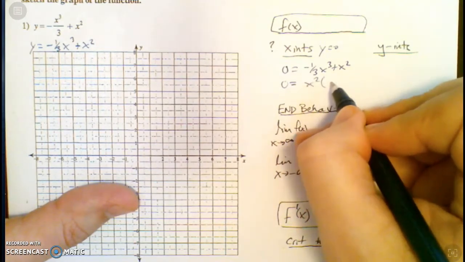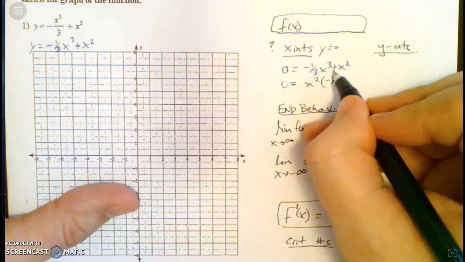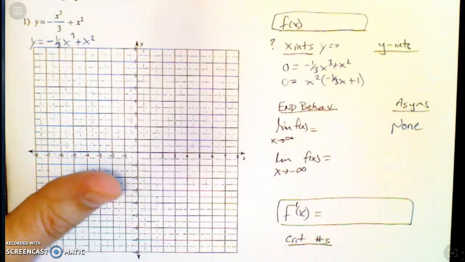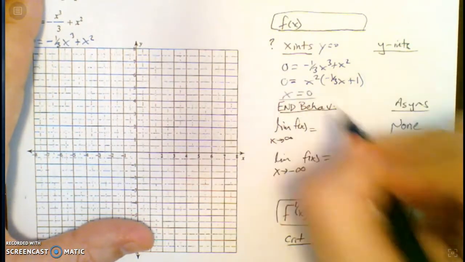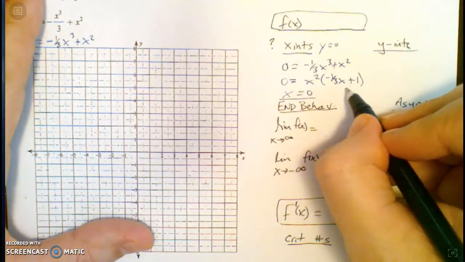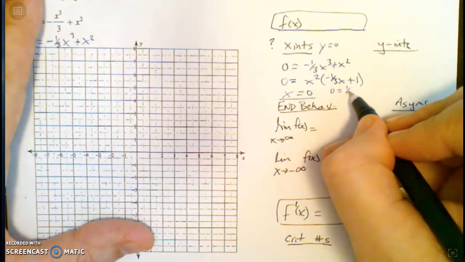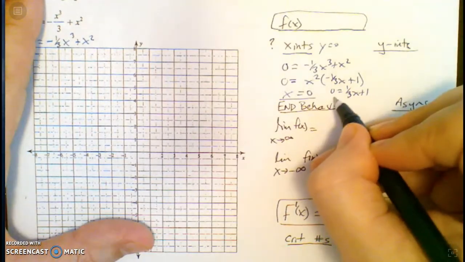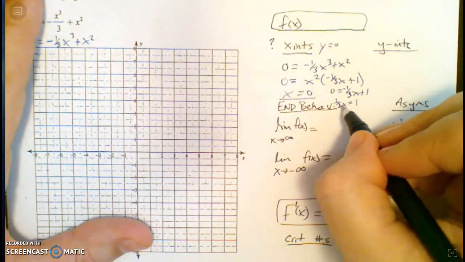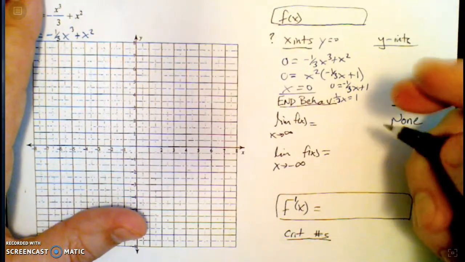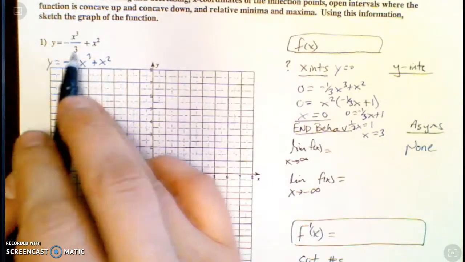I can take out an x squared from both of these: negative 1/3 x plus 1. Then I can set this part equal to 0, so one of your x-intercepts is x equals 0. The other x-intercept is when I solve this one. Move this to the other side, and it becomes positive 1/3 x. To undo a 1/3, you multiply by its reciprocal, and x equals 3. You could confirm that by plugging in.